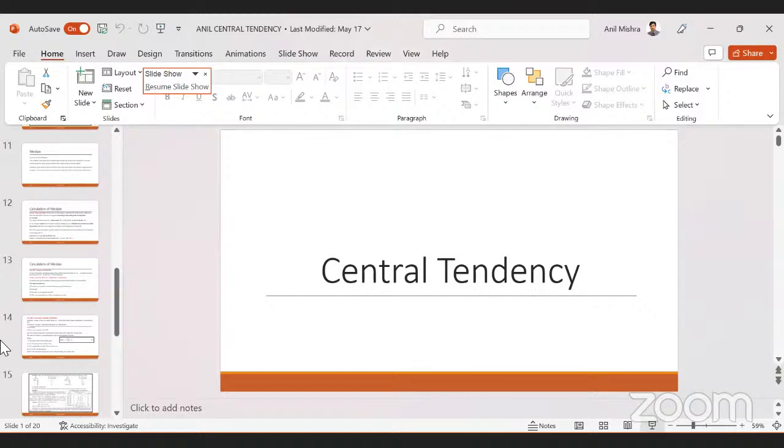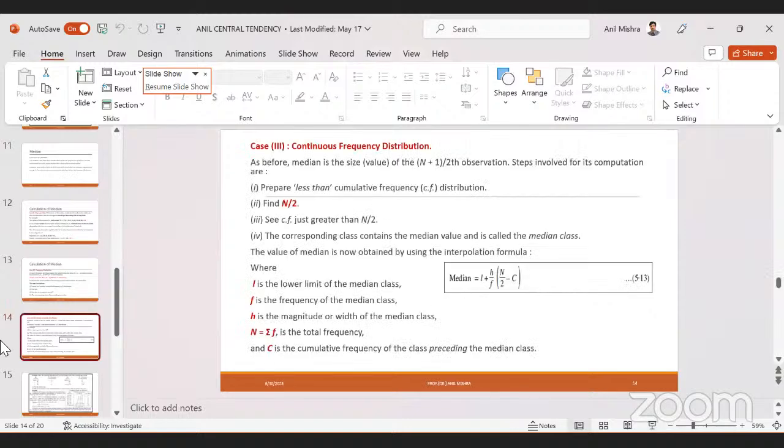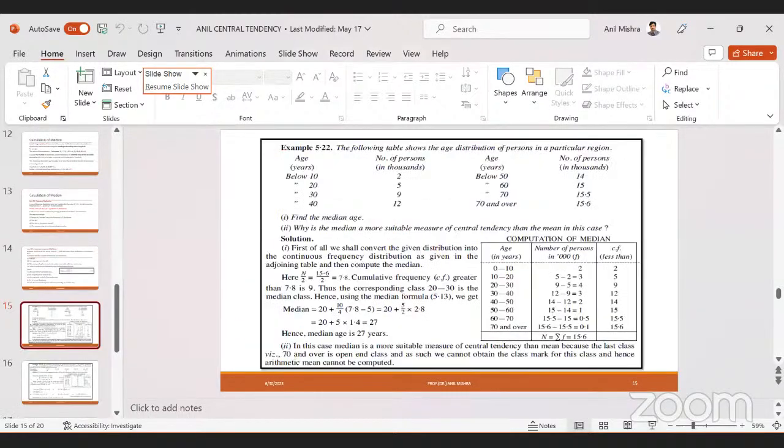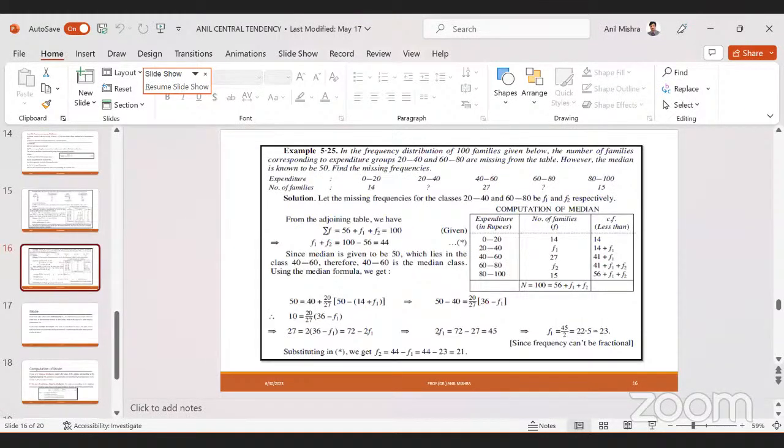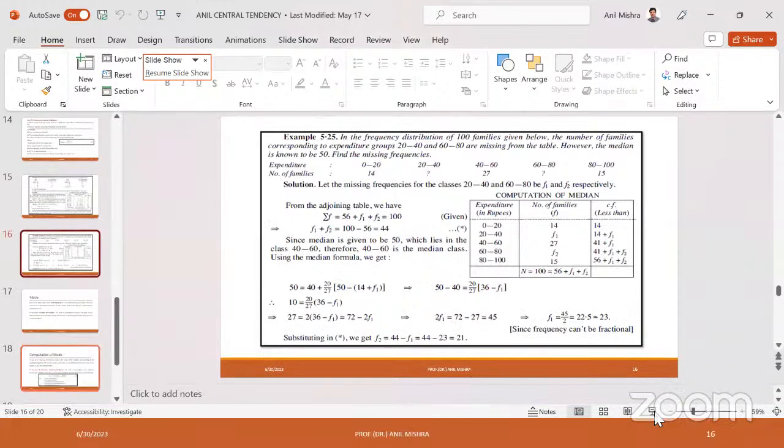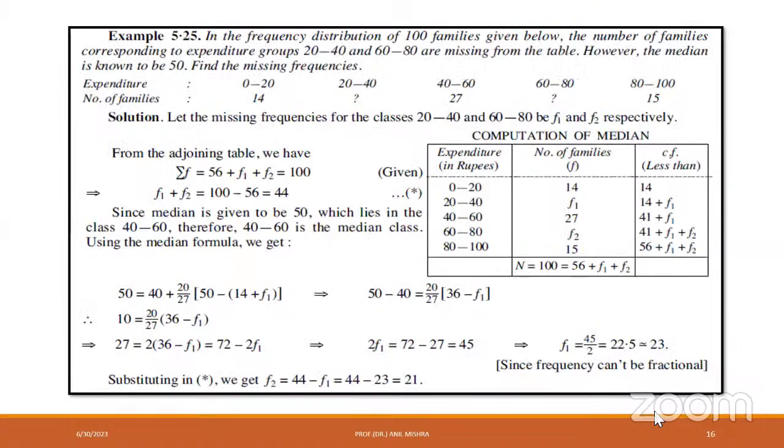So let's say this thing is already over, this is the question where we are. Now in this particular case, two class frequencies are missing: 20 to 40 is missing and 60 to 80 is missing. The question was to find the missing frequencies. But they give us the median value, and the total number of observations is 100.